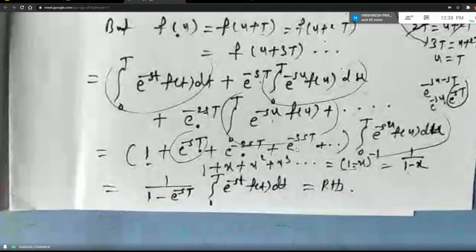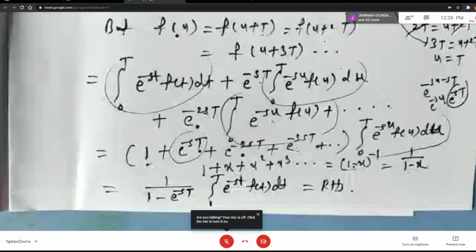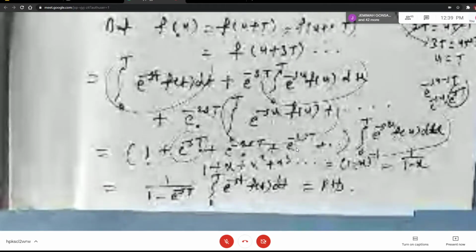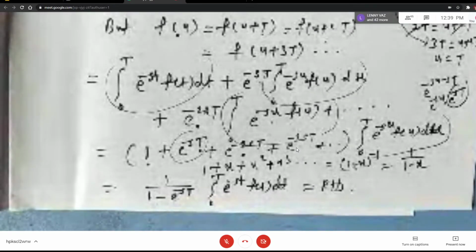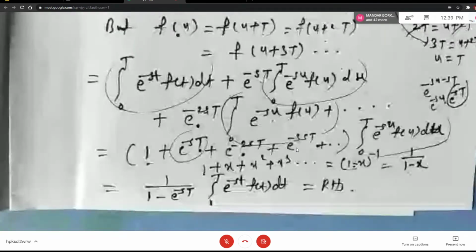This is our formula for Laplace transform of periodic functions. This is a little bit lengthy proof, but not difficult once you understand. And if it comes, it will come for 6 marks, 6, sometimes 7 marks each.